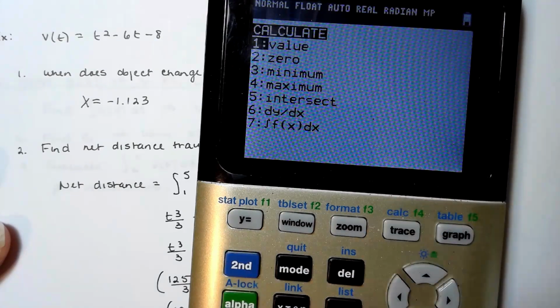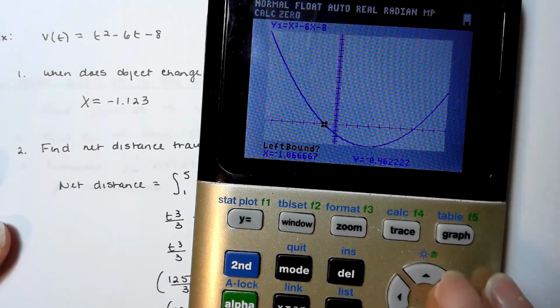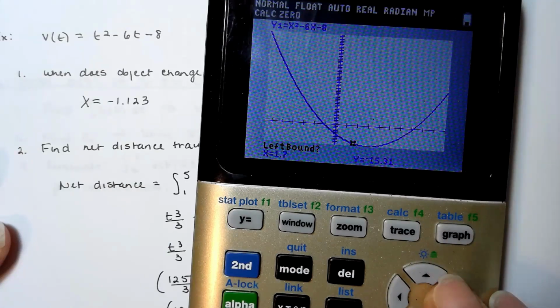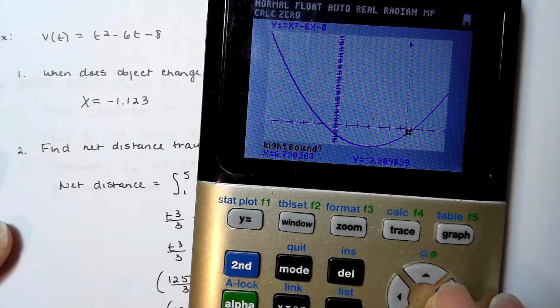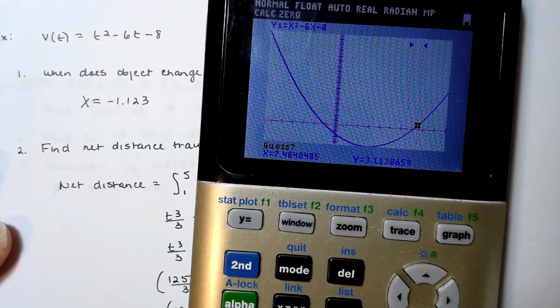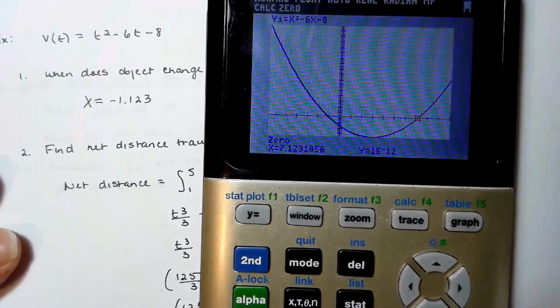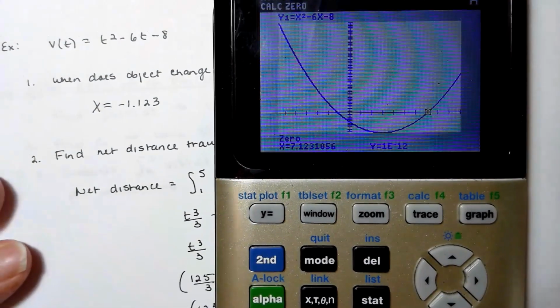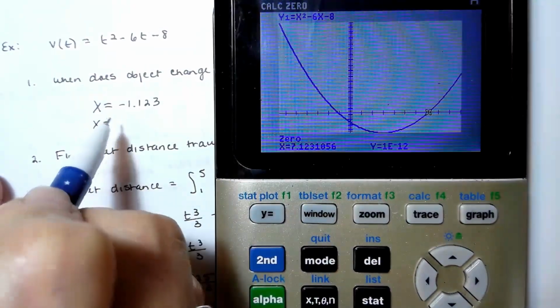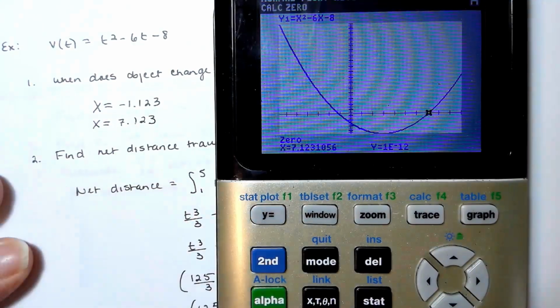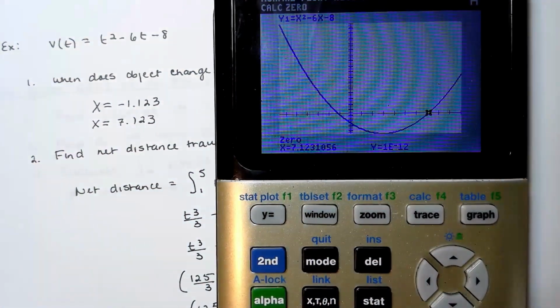So again, I'm going to do second calc 2. And I'm going to move over a little bit closer to that other intercept with my arrow key. Okay, so left bound, I'm going to press enter, move a little to the right, press enter one more time, and it looks like that intercept is at 7.123. So those would be the places that my object changes direction. Okay. And so that's often asked. A lot of times too, it's asked, you know, on what interval is velocity positive?